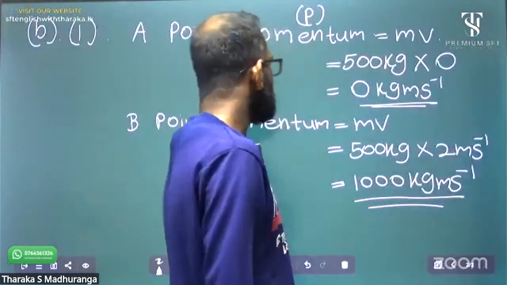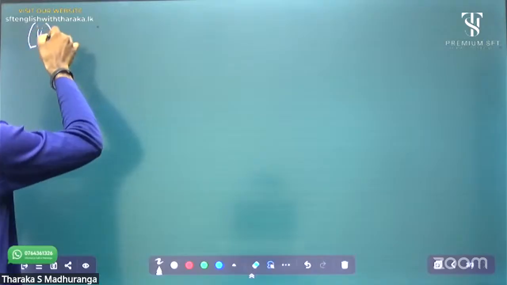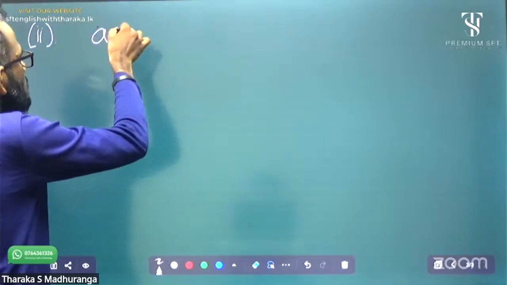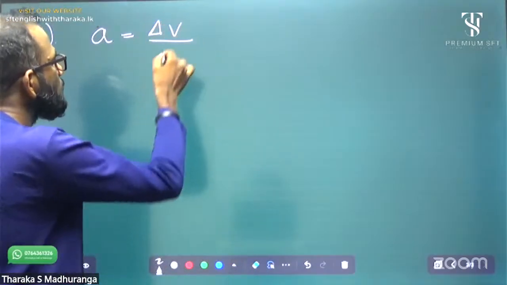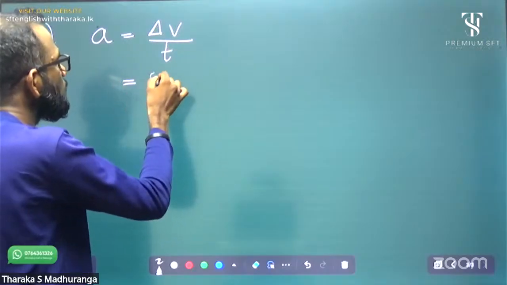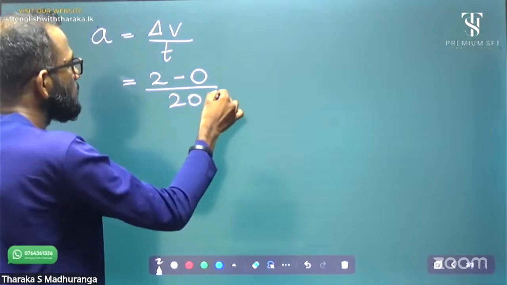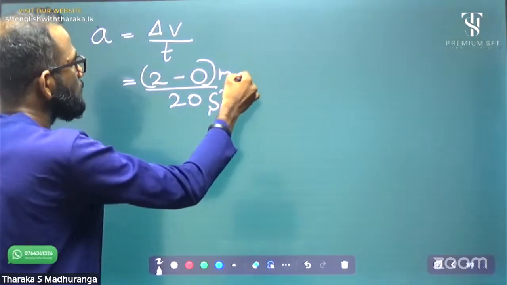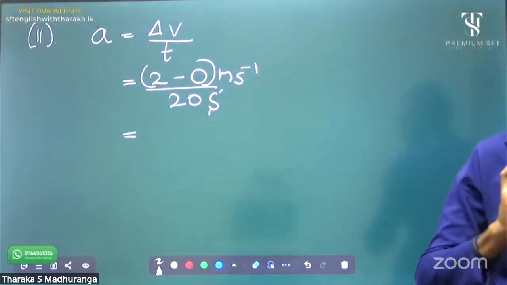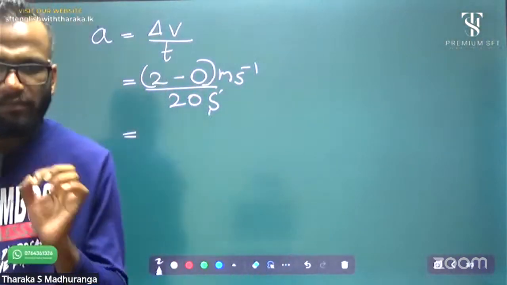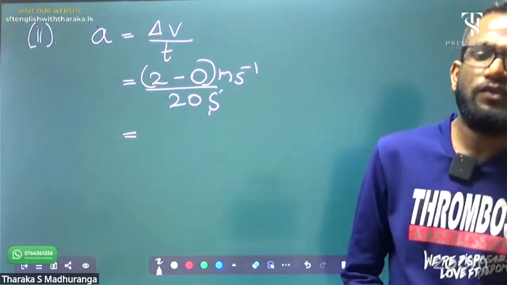Write it in the answer script. Second question: the acceleration of the object is delta V over time. What is the velocity difference? Final velocity 2, initial velocity 0. Time is 20 seconds. The unit is meters per second, ms^-1. You have to set it out in this order, neatly on the paper. Then you can get full marks without any loss.